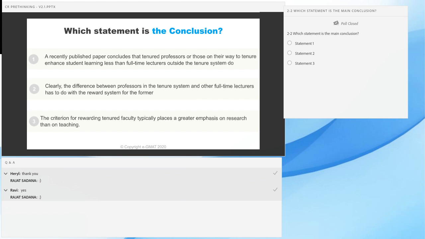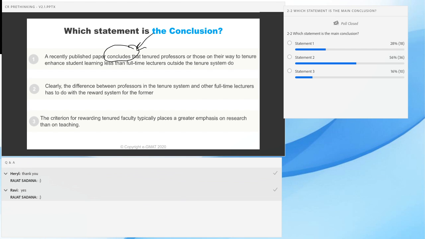Okay. With that, let's broadcast results. So half of you got this right. 56% of you say statement two is your main conclusion, and you're absolutely correct. About 30% of you consider statement one, and then about 16% of you consider statement three to be the main conclusion. Let's start with people who say statement one. They say this word concludes, and they really say, because there is the word concludes, that must be the main conclusion. Remember, a conclusion in an argument is a statement that the author wants you to believe in. It's the purpose of writing the argument.